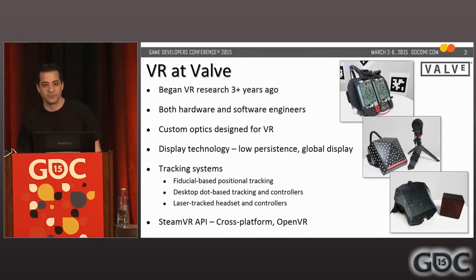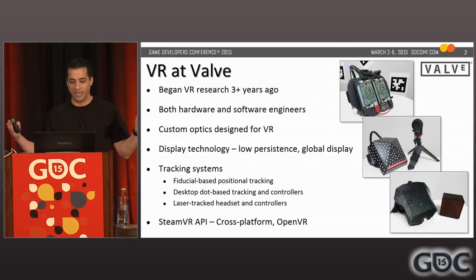Okay, so what have we been doing at Valve? We've been doing VR research for over 3 years now, and we have a full team of hardware and software engineers. We have optics experts. We've got everyone you need in our pipeline to actually make an HMD, to design it from the ground up.